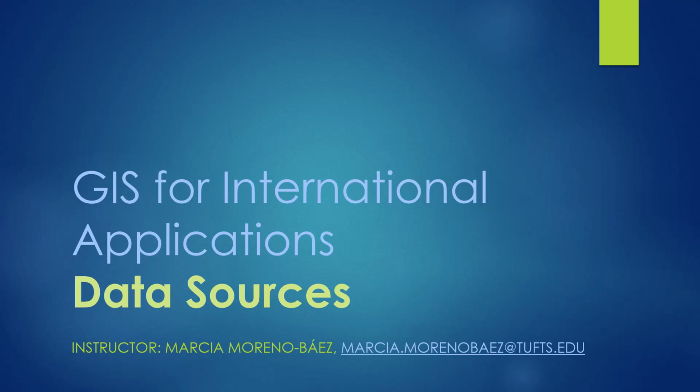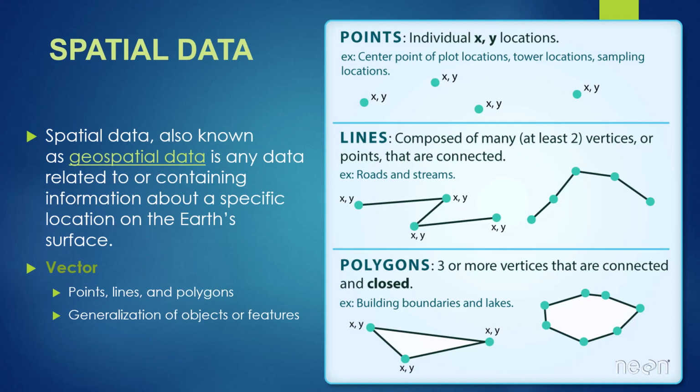In this video, I will describe data sources, but also spatial data, which is also known as geospatial data. Spatial data is a common term used to describe any type of data related to or containing information about a specific location on Earth's surface. Spatial data can exist in a variety of formats and contains more than just location-specific information.